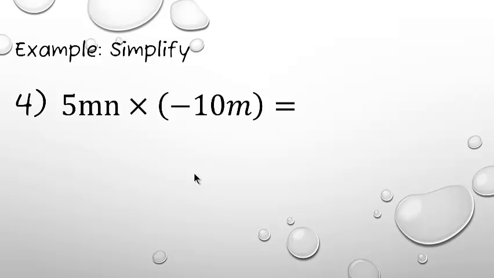So looking at the numbers first, I have 5 times negative 10. So that becomes negative 50. m times m is m squared, and then we have n. n times 1 is n. So 5mn times negative 10m equals negative 50m squared n, simplified.